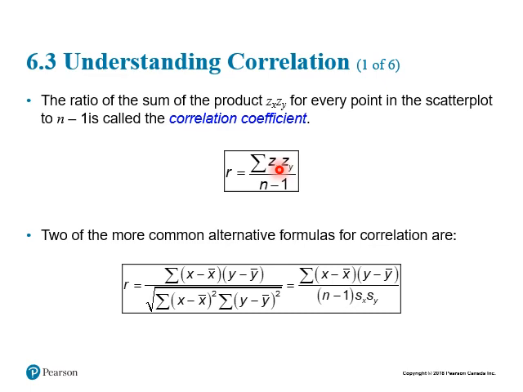For each point in your data, so if you have a data set with 100 points, for each point in the x column you calculate the z-score, and the same for the y. Then you take the multiplication between every pair, and once you get the multiplication for each point in your data set, you take the summation, and this summation is divided by n minus 1, where n is the sample size. Then you get what we call the correlation coefficient.